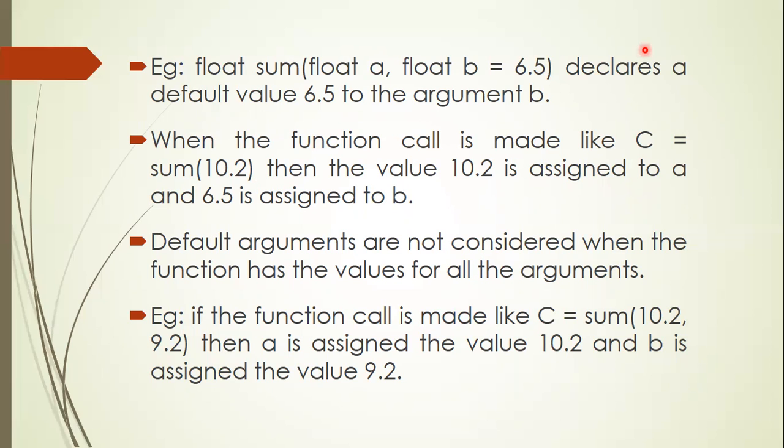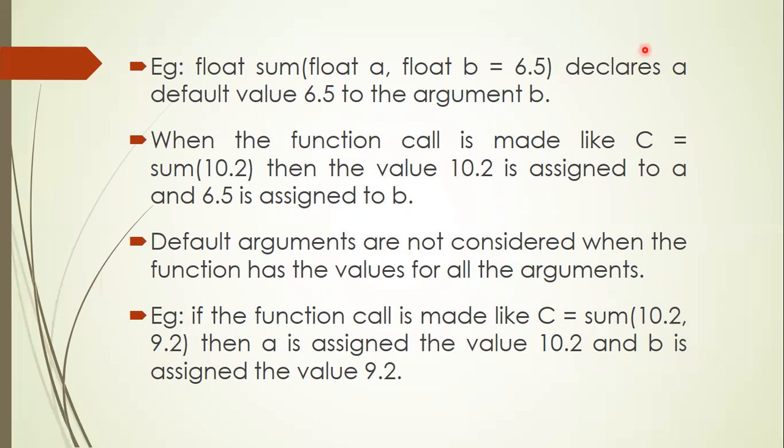So here what happens is, when you call the function with two arguments, then the value 6.5 that you have mentioned for the second argument has no meaning. Default values will be used only when you call the function with some argument missing.